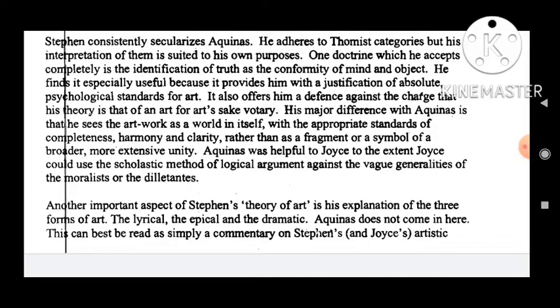He finds it especially useful because it provides him with a justification of absolute psychological standards for art. Okay, he finds it especially useful because it provides him with a justification of absolute psychological standards for art.